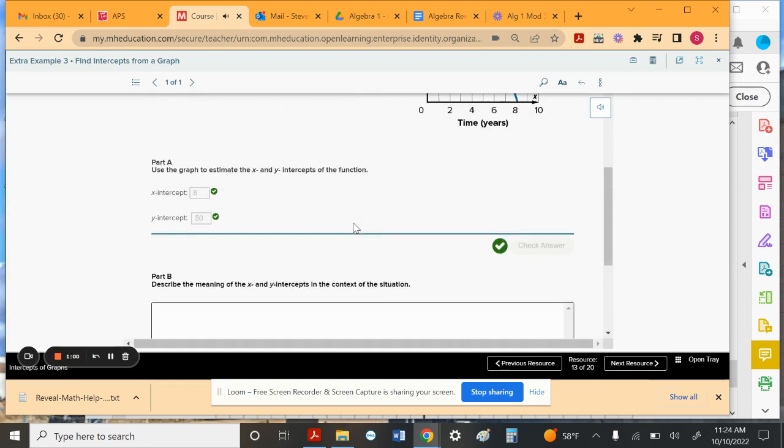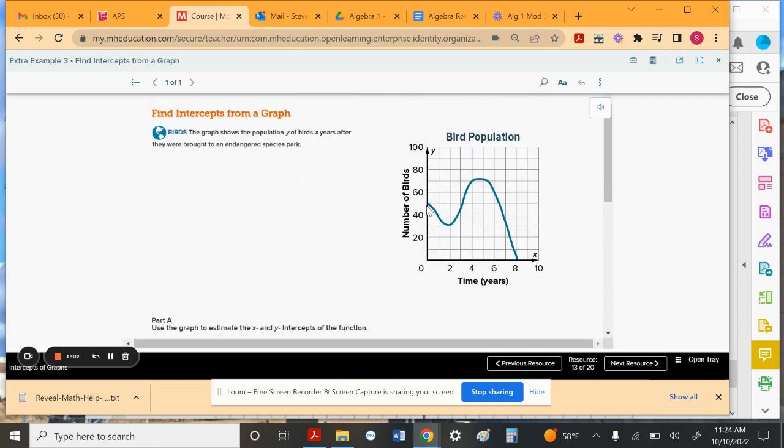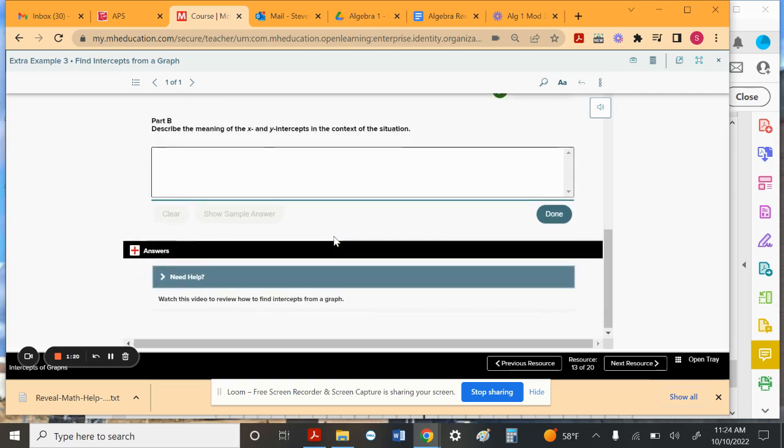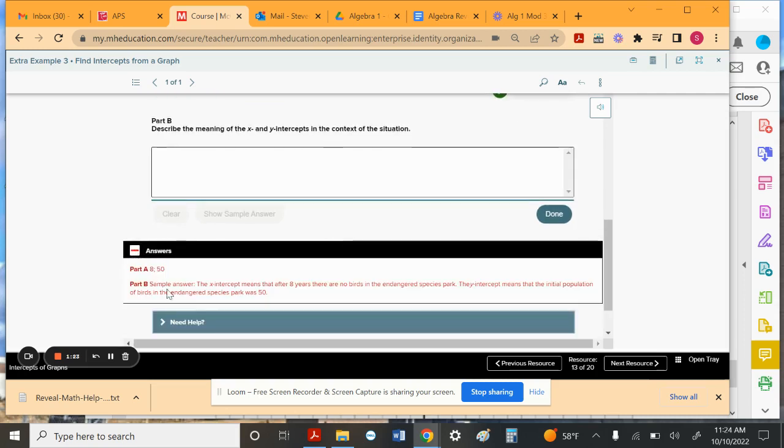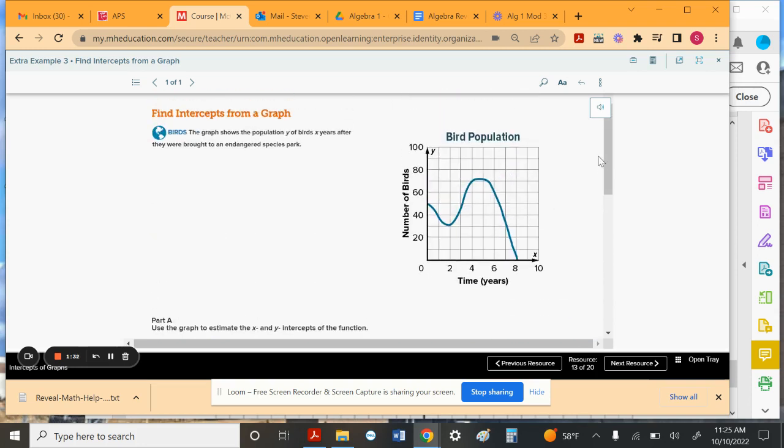Describe the meaning of the x and y intercepts. So the y-intercept says that we start with 50 birds in the park. That's what we start with. At the end of 8 years, or after 8 years, the population becomes 0, so they become extinct right at that particular point. So that's what we have for those. Okay, so if we're looking at the answers, the x-intercept: after 8 years, there are no birds in the park. The initial population was 50. That's exactly what we said.